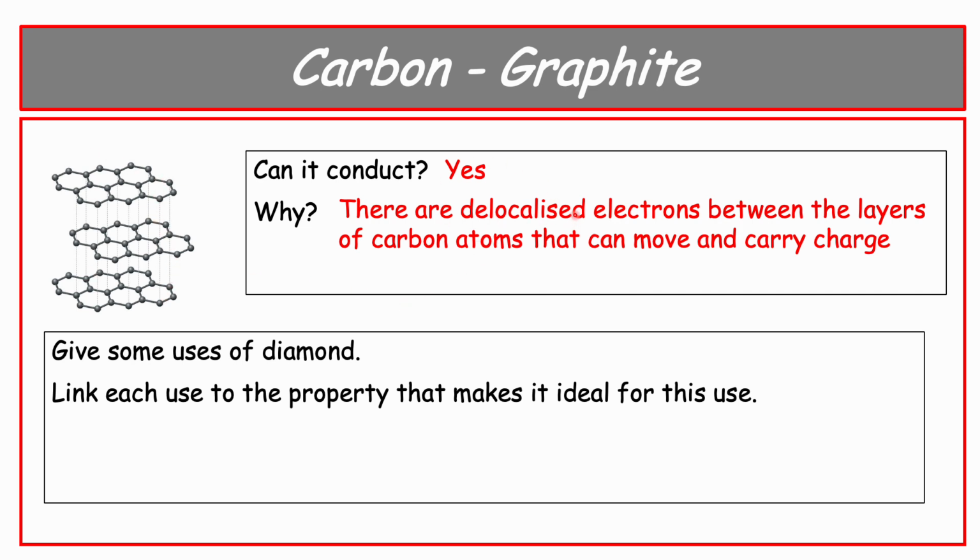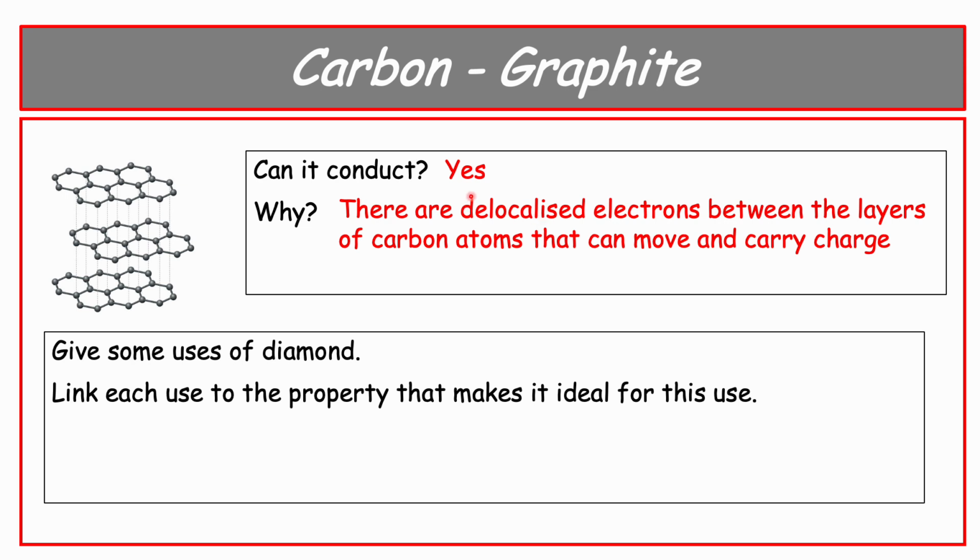The word delocalized we haven't really looked at yet basically means it's not fixed, so it's not local to one position, so it can move. So we say electrons are delocalized in graphite and also in metallic bonding as well.